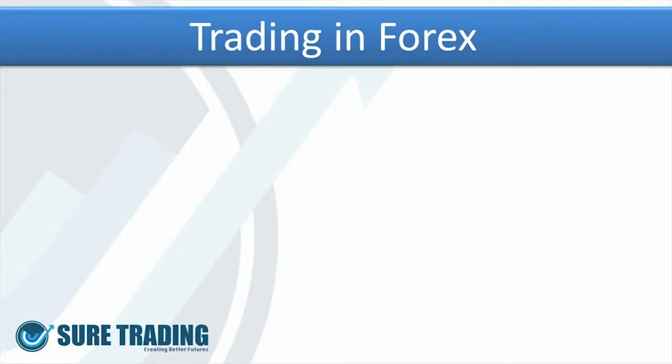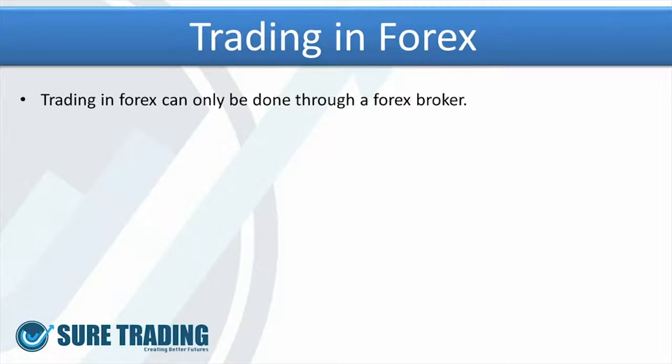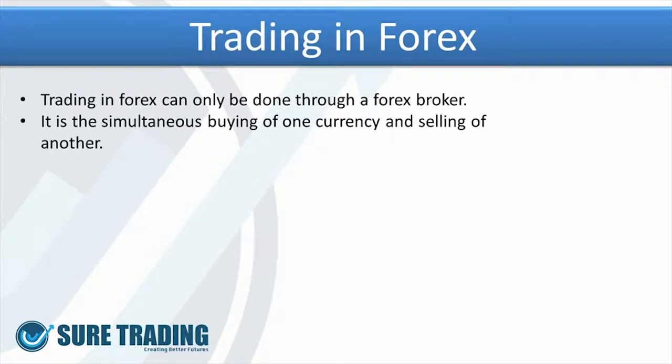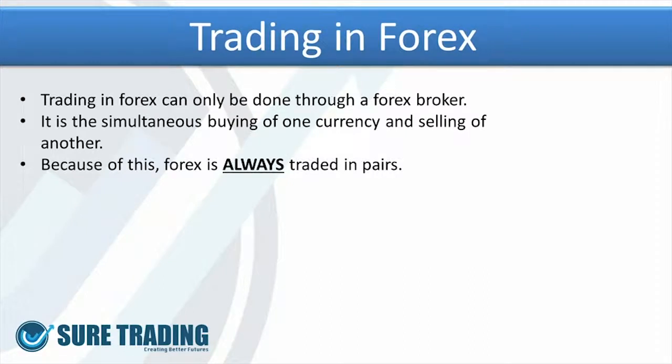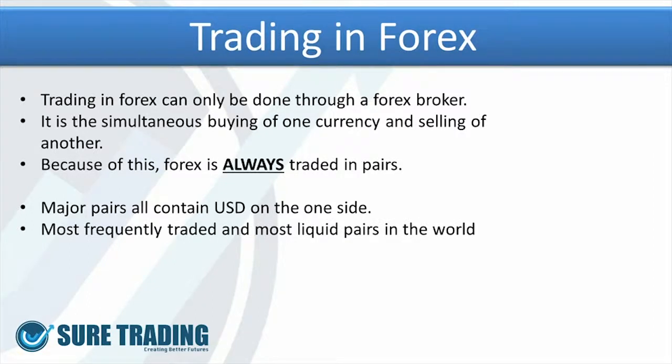Now, trading in Forex can only be done through a Forex broker, and it is the simultaneous buying of one currency and the selling of another. Because of this, Forex is always traded in pairs. And just like you have major and minor currencies, you also get major and minor currency pairs. The major currency pairs all contain the US dollar on the one side. These are the most frequently traded and most liquid pairs in the world.